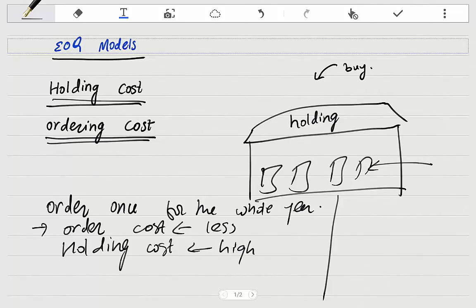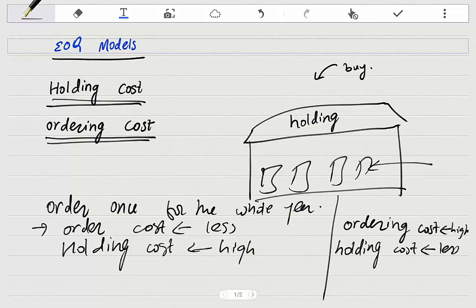Now, on the other hand, suppose you don't hold anything. You just hold the minimum amount, the amount you're going to sell today. So every day you go buy it from your wholesaler, sell it. Again tomorrow go buy it, sell it, and then again go buy it, sell it. So what happens in that case? Well, your ordering cost is too much. Ordering cost here could be just going to the wholesaler and picking it up and writing the check and whatever that is. Your ordering cost is going to be high, whereas your holding cost would be less. So you see this tug of war going on.